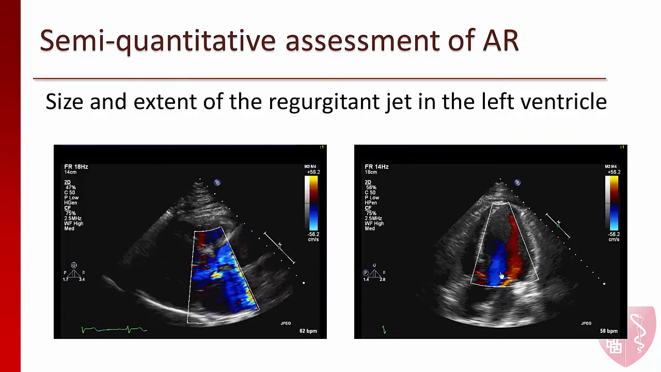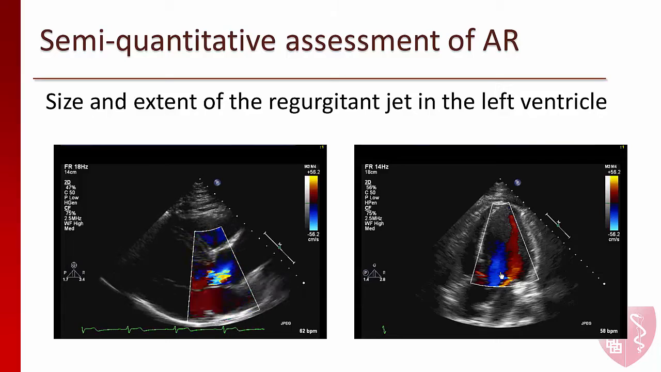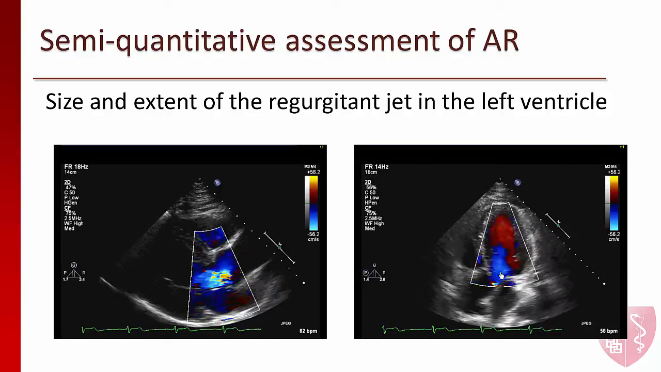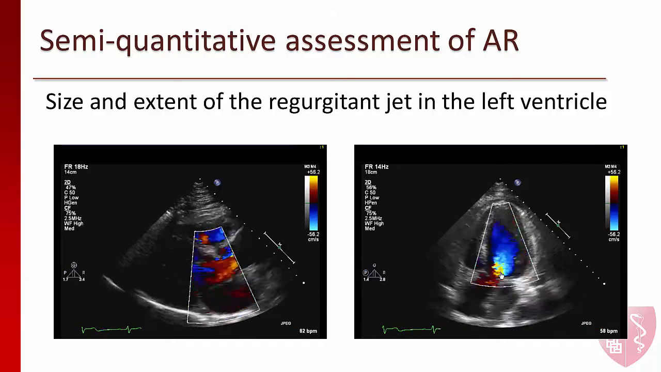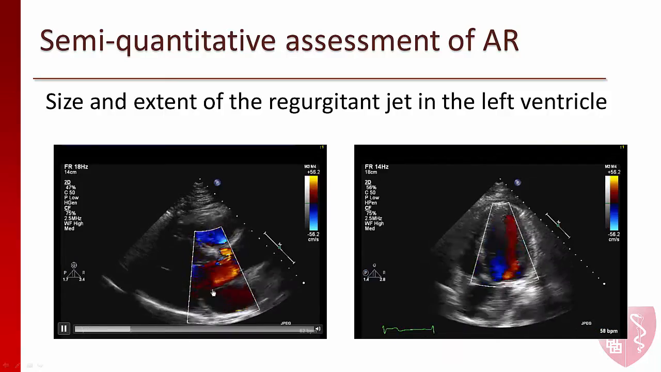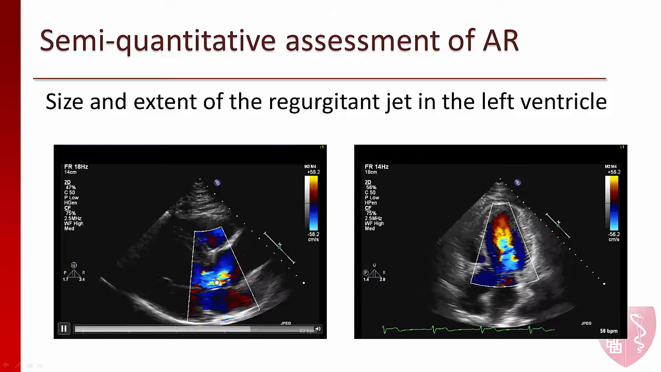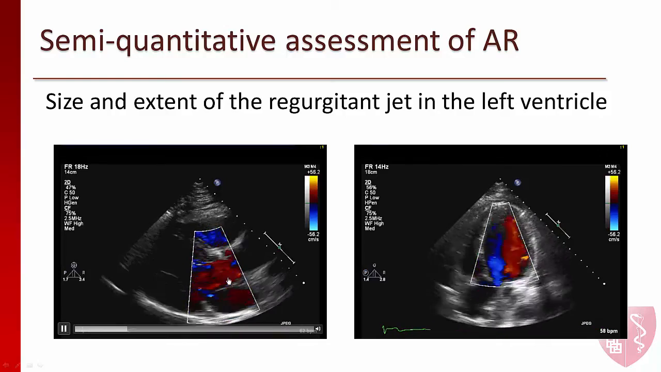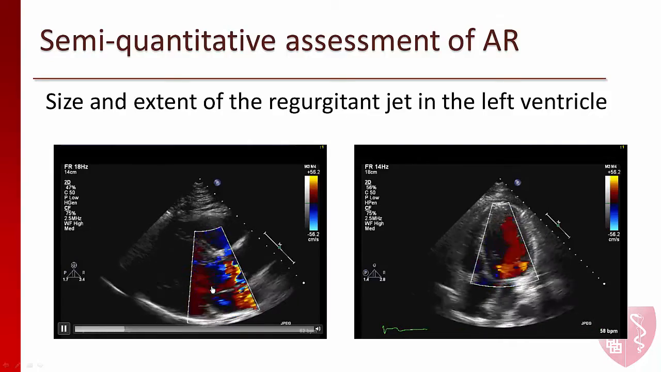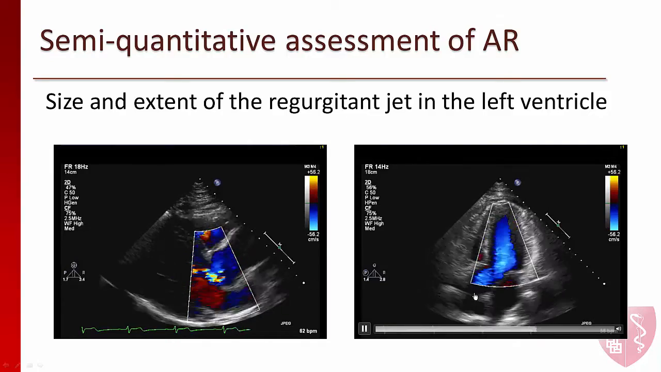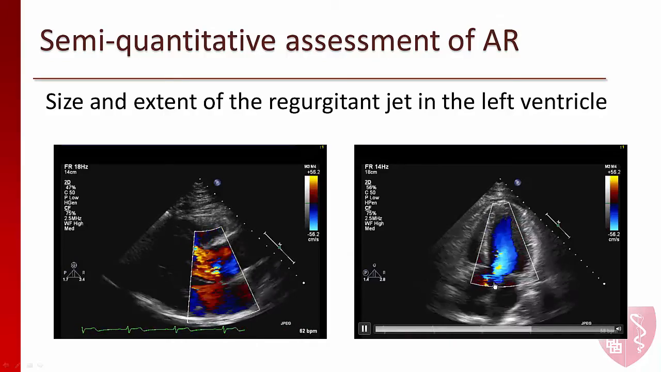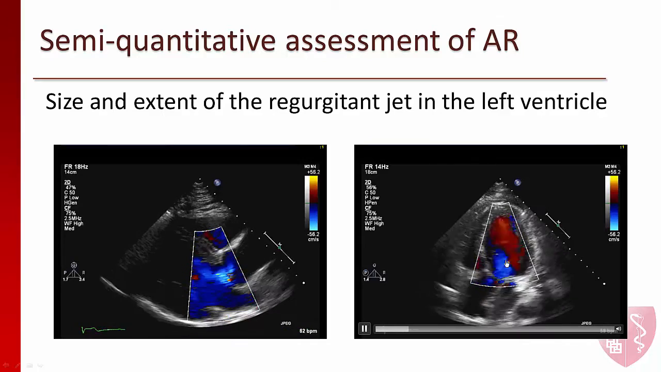Let's see now how you can assess the amount of regurgitation semi-quantitatively. So you will look for the size and extent of the regurgitant jet in the left ventricle. On the left of the screen, we can see the aortic valve within the colored Doppler sample and some regurgitant jet, which is a little bit wide but doesn't go very far into the left ventricle. We will check that finding in the apical 5-chamber view, and you can see that the regurgitant jet is only going very shortly into the left ventricle.